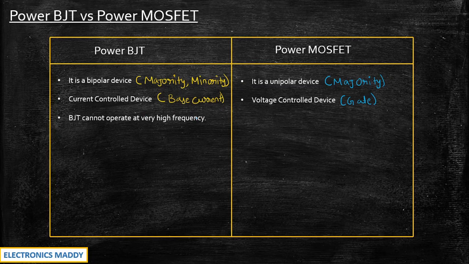BJT cannot operate at very high frequency. One of the most important things is that when you turn off a power BJT, there will be some amount of minority charge carriers and the time taken will be more, isn't it? So when the time taken is more, obviously the frequency will be less. That is, T is inversely proportional to F, isn't it? So that is why it is not used for high frequency. Whereas this is not the case with respect to MOSFET because you don't have minority charge carriers over here. I hope this point is clear.